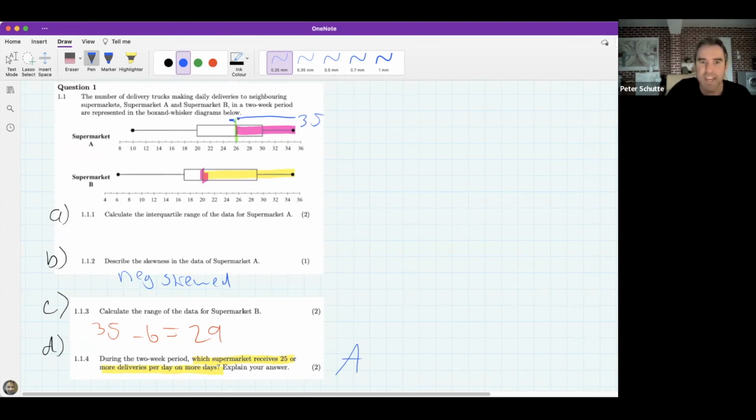Okay, so again, what was the key in doing that? I think the key was just looking for the number 25, really. Because once you found the number 25 over here and the number 25 over here, you could see that there's just more data above 25 in supermarket A.